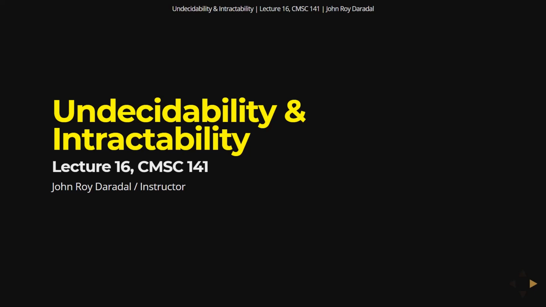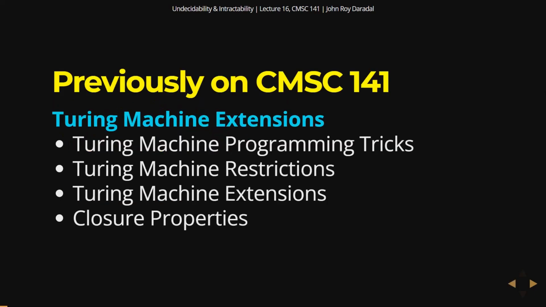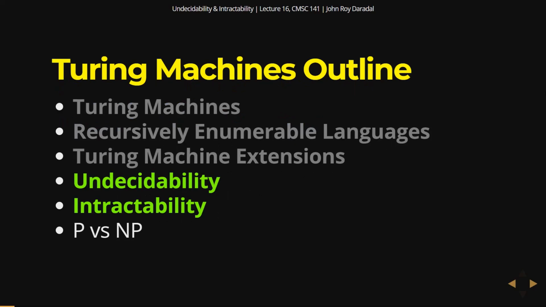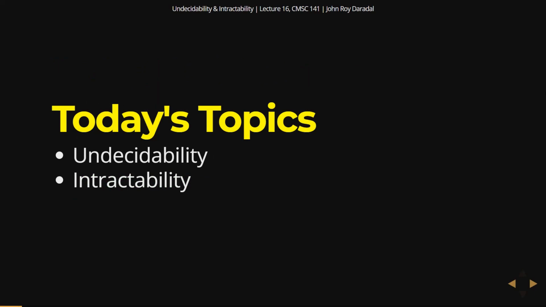Hello everyone, this is Lecture 16 of ComSci 141, Undecidability and Intractability. In the previous video, we discussed Turing machine extensions, Turing machine programming tricks, Turing machines with restrictions and extensions, and the closure properties of recursively enumerable and recursive languages. Now, we will discuss undecidability and intractability. Okay, so let's start.